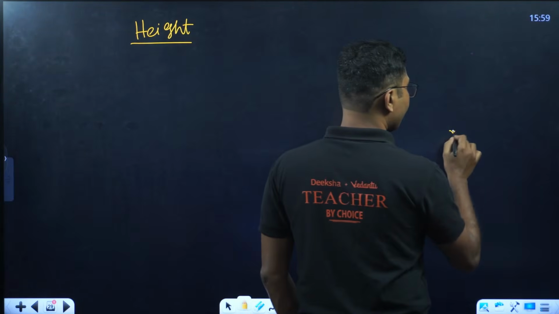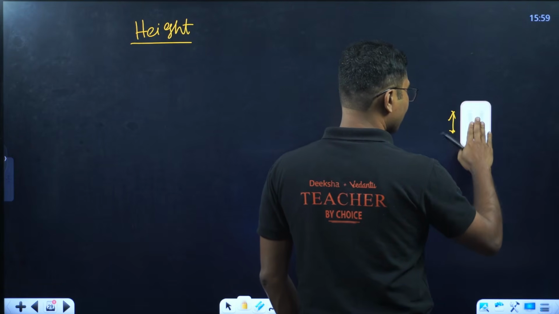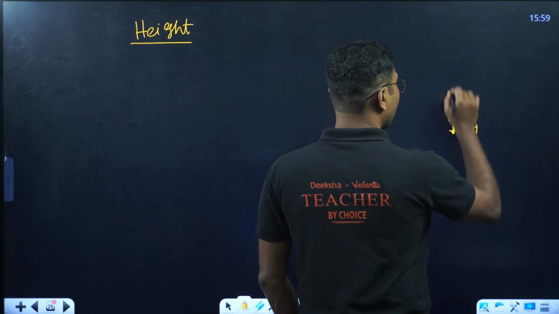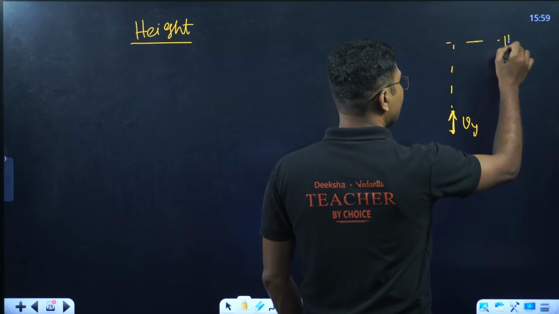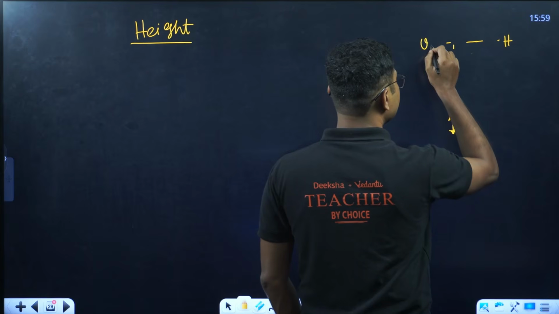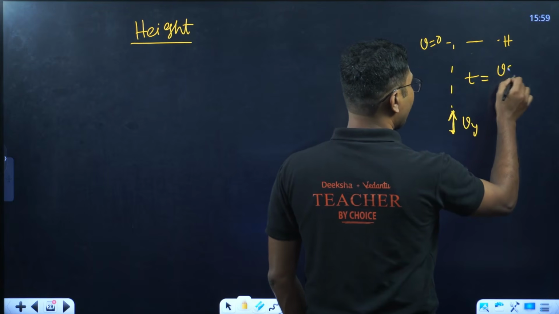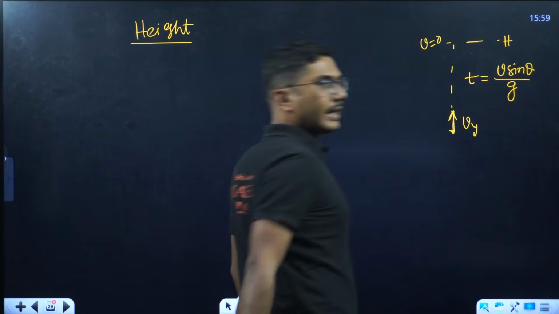So when you throw the object, what happens? It starts with the velocity Vy in the y direction. Only y direction motion we are considering. Okay, when it is moving in the y direction, what happens? It reaches the maximum height h. At this position, the velocity is 0. The time taken here is v sin theta upon g. Right, that is the time taken.